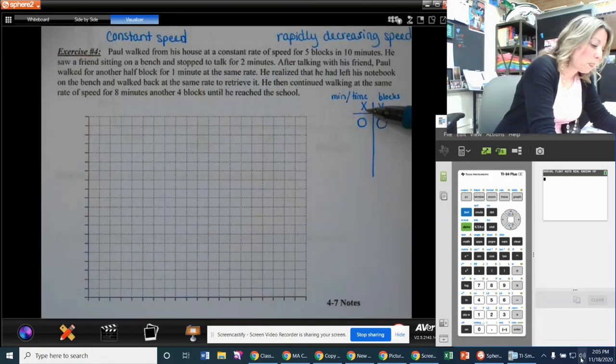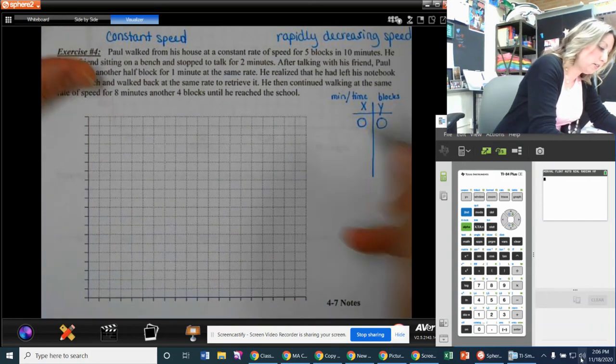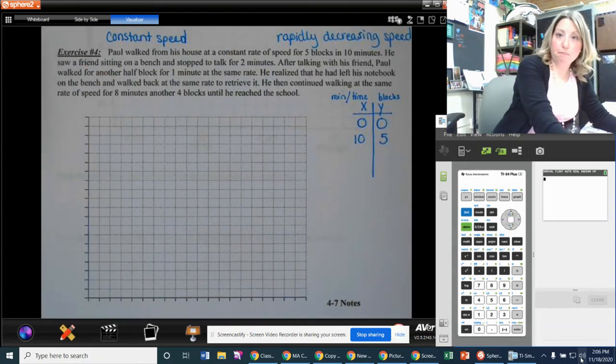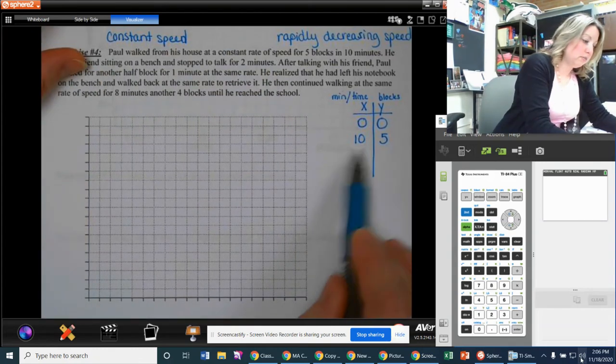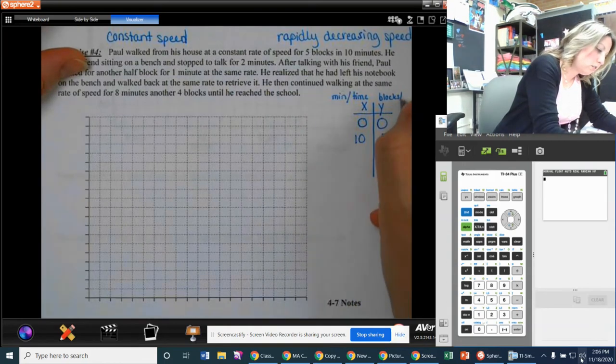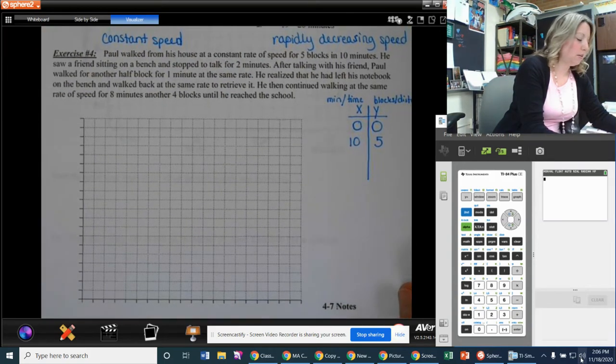So at 0, 0, that's when Paul begins, and he walks from his house at a rate of 5 blocks in 10 minutes. So 10 over here and 5 over here is what we're looking at. Okay, it's 10 time, 5 distance. There we go. I just added distance to my blocks there.